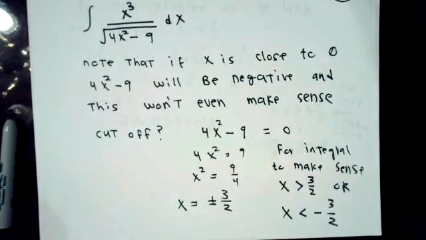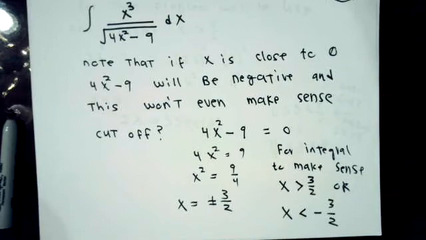As another example, I'd like to look at the integral of x cubed over square root 4x squared minus 9 with respect to x. This one is sort of tricky. If you think of x as being 0, that square root doesn't even make any sense. In fact, if x is too close to 0, the square root isn't going to make any sense because 4x squared will be less than 9. So there's going to be some x's for which this makes sense and others for which it doesn't.